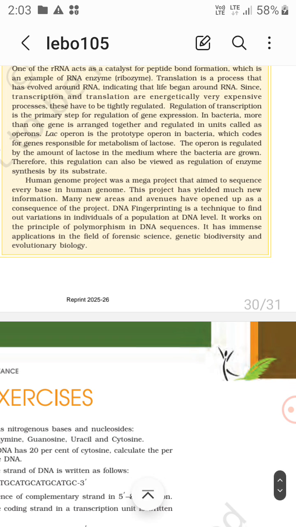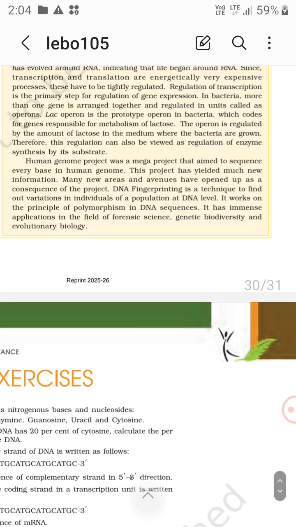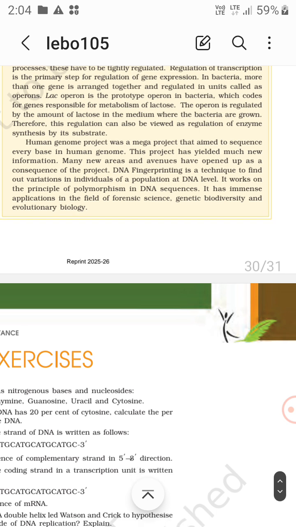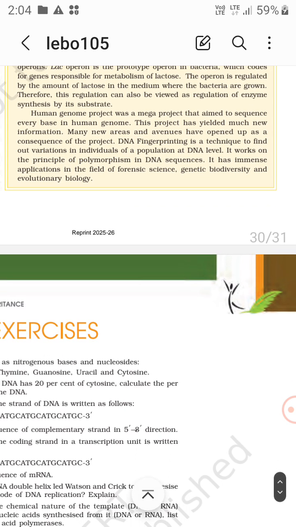So DNA fingerprinting is a technique to find out variations in individuals of a population at the DNA level. It works on the principle of polymorphism in DNA sequences. So it has immense application in the field of forensic science, genetic biodiversity, and evolutionary biology.